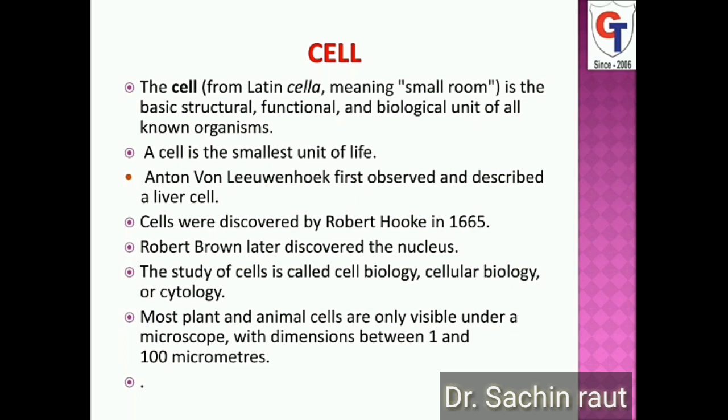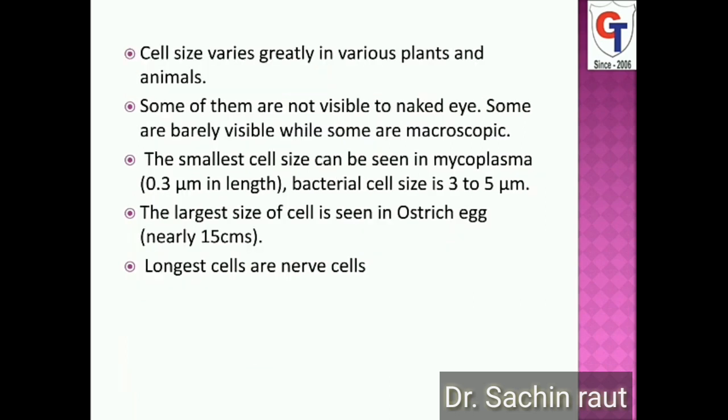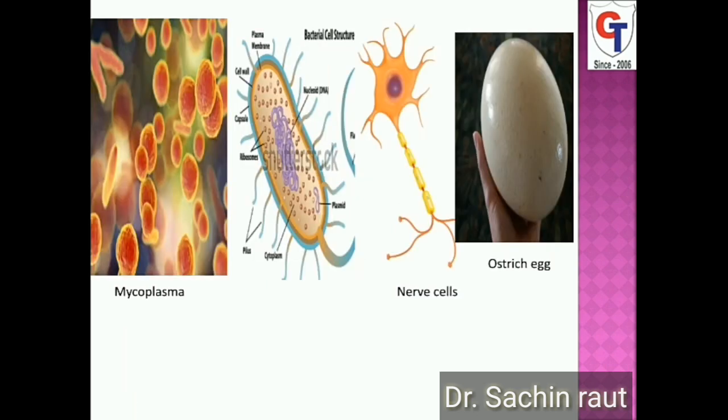Okay, the study of cell is called as cell biology or cytology. The plant and animal cell are only visible under microscope. So cell sizes vary. The smallest cell size is a microplasm. It is about 0.3 unimicron in length, while bacterial cell is 3 to 5 unimicron. The largest cell is a ostrich egg, while the longest cell is a nerve cell. All these are different type of cells: microplasm, bacterial cell, longest nerve cell, and largest ostrich cell.